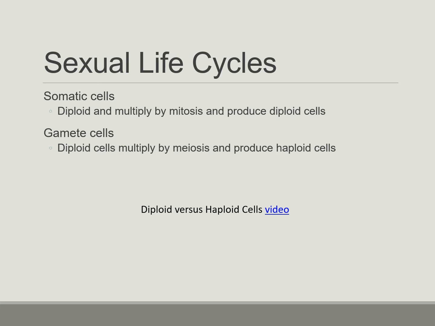Somatic cells are non-sex cells such as skin, liver, lung, etc. These cells are diploid, meaning they have matching pairs of chromosomes and replicate via mitosis. Gametes, however, only refer to egg and sperm cells used for sexual reproduction. These cells are haploid and require meiosis for replication. Watch the linked video for a reminder of what diploid and haploid mean.